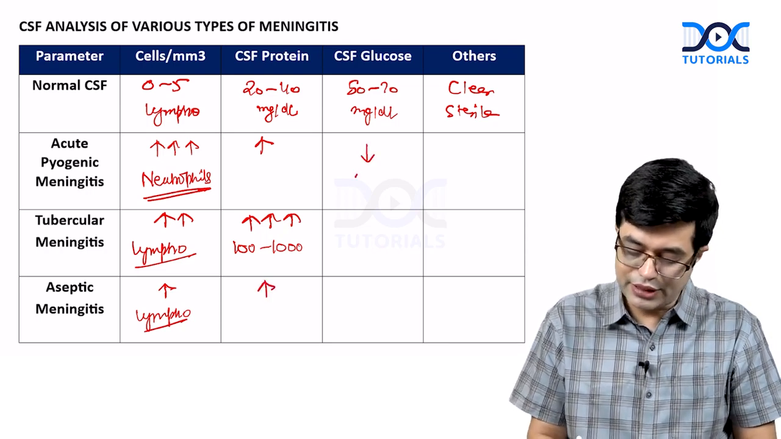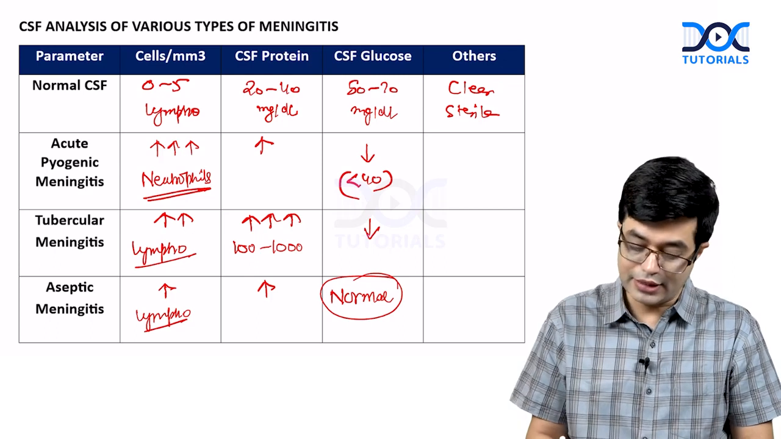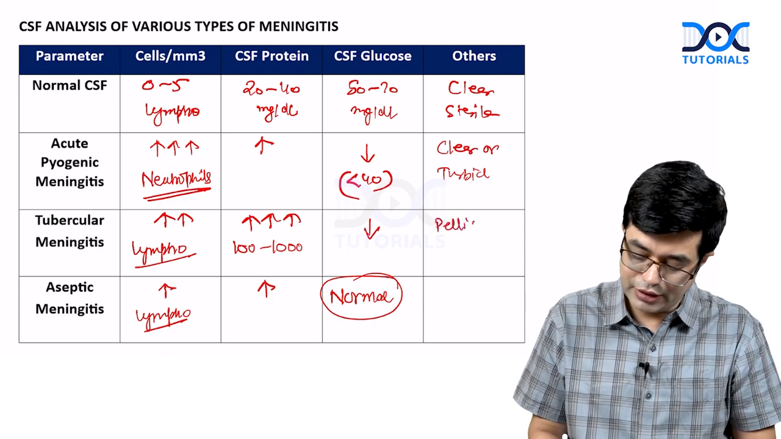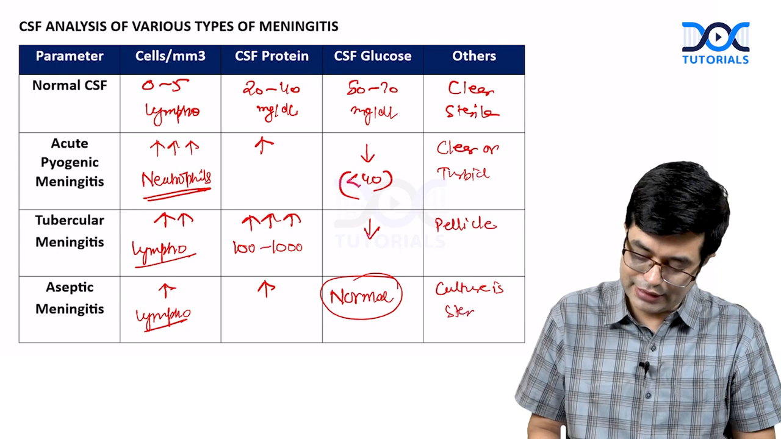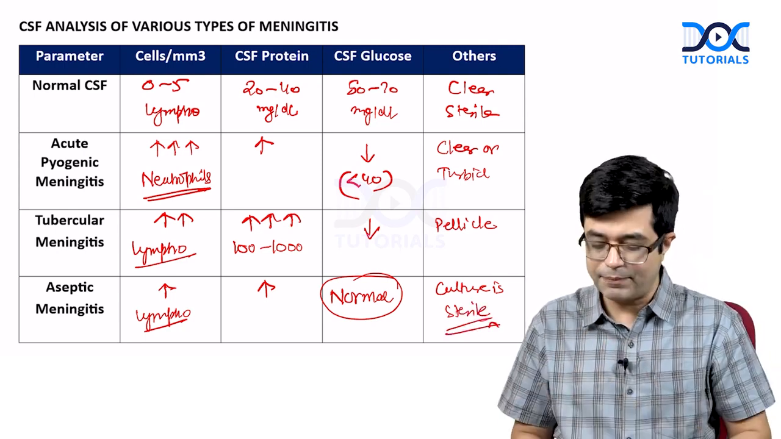CSF glucose is reduced here, less than 40. Here also it is reduced. Normal CSF glucose is the hallmark of aseptic meningitis. Pyogenic meningitis, the CSF may be clear or turbid. Tubercular will show pellicle formation. Aseptic meningitis, the culture is always sterile. Detailed table is there in the discussion. This is a quick review for future exams.